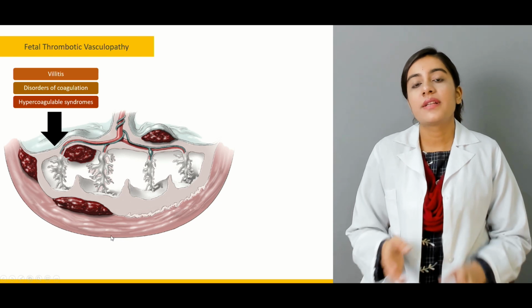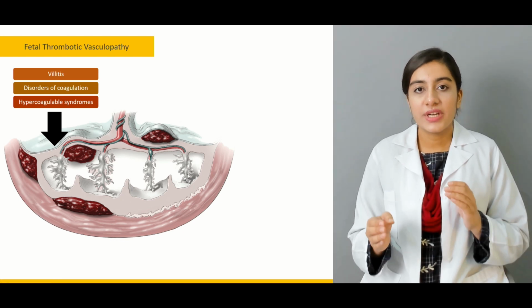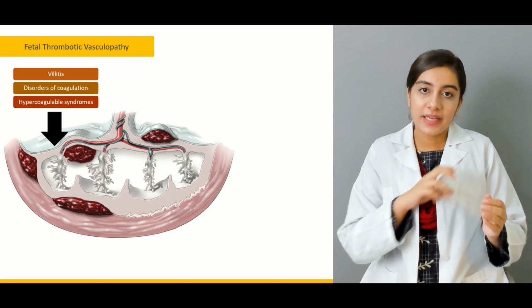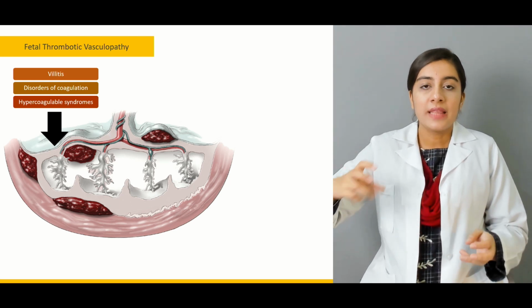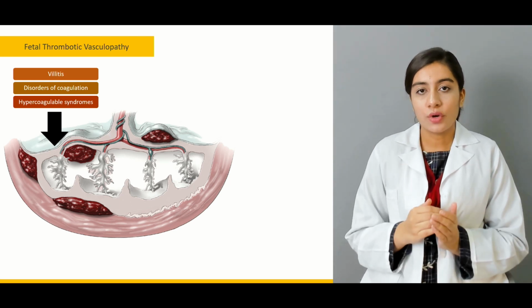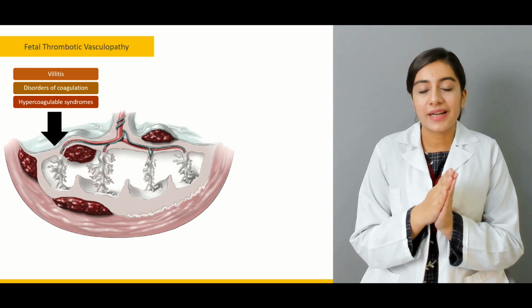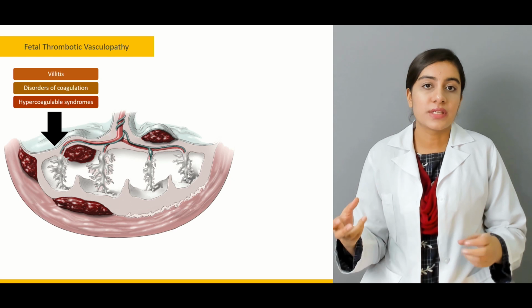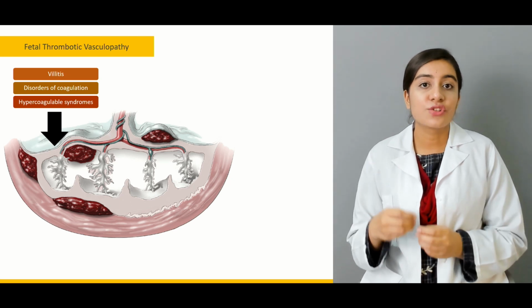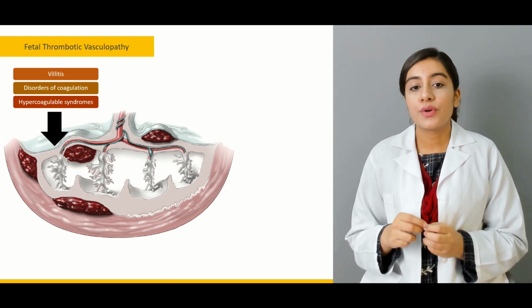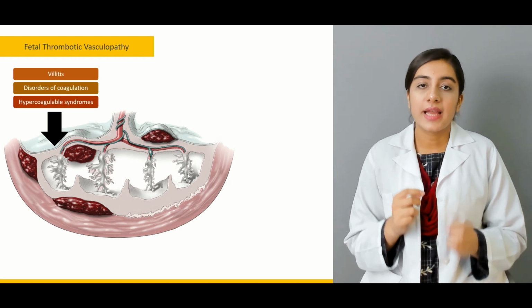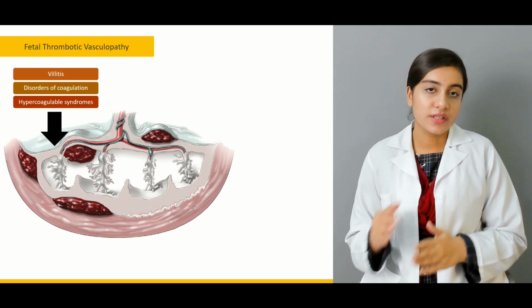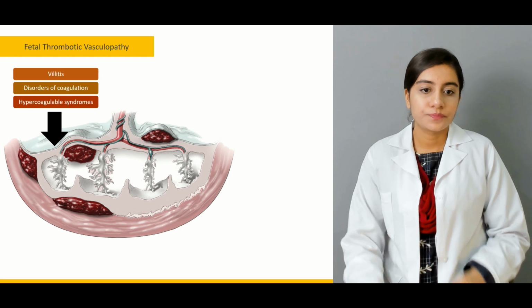Decidua basalis is basically responsible for making a boundary between the placenta and the uterine wall, so they are not connected directly to each other. Between them, a decidual layer is present, and what if that layer is not present? That is also a hallmark of disease, and we will be discussing that condition in this lecture later on.